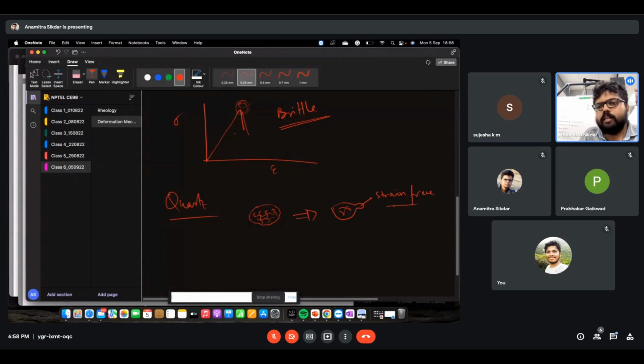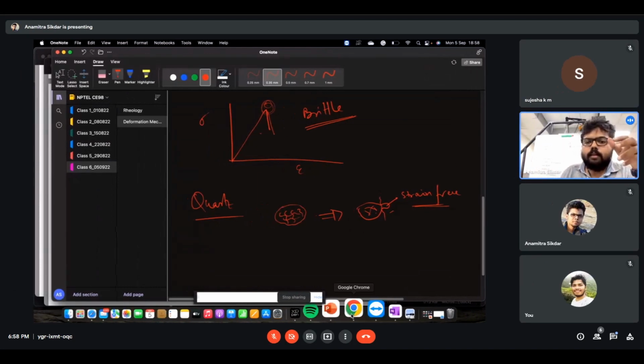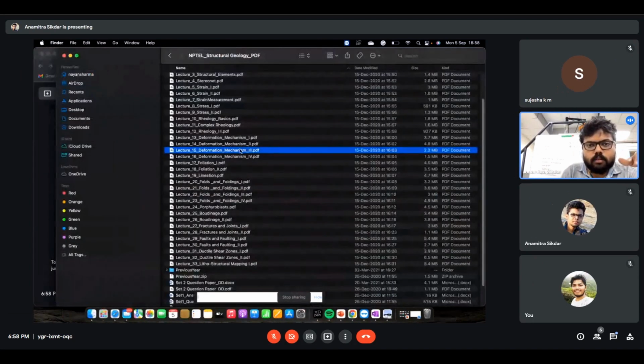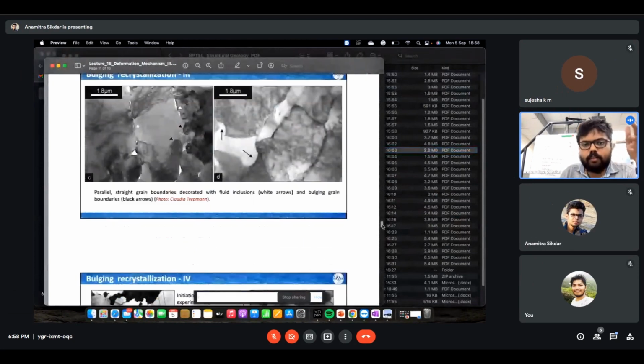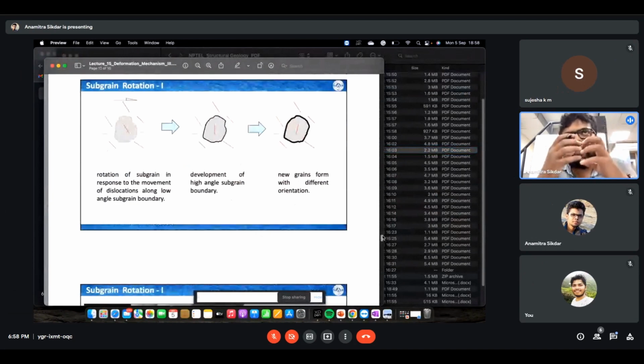So this statement is not entirely true. Some amount of strain will always be there, but this bulge will be more or less strain free, right? This is how it creates new strain free domains inside the grains. After that, if the deformation is proceeding, what will happen? After forming those bulges, some part of the grain will form separate domains. So it will form subgrains, right?